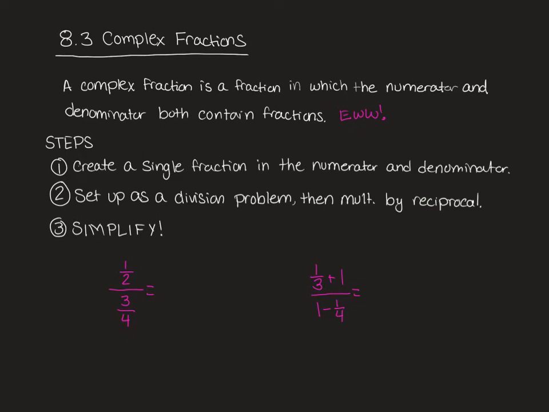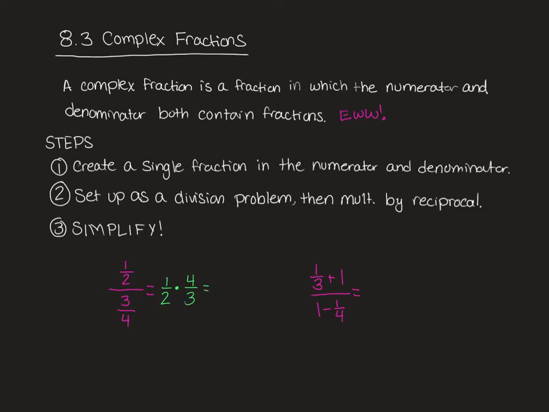So let's look at just some normal fractions. So we have 1/2 divided by 3/4. Now notice, the numerator is 1 whole fraction, the denominator is 1 whole fraction. That is step 1. So that is already completed for us. Then we set it up as a division problem. Okay, so it's really 1/2 divided by 3/4, or 1/2 times 4/3. We do the keep, change, flip.